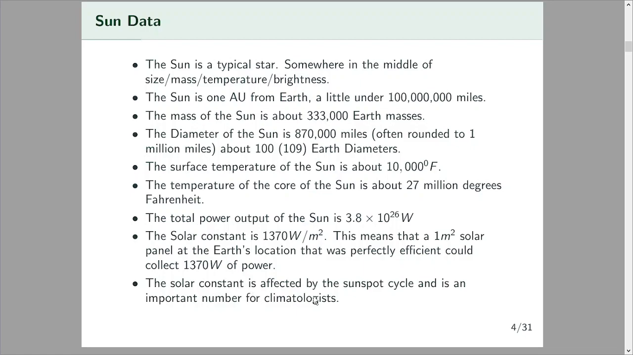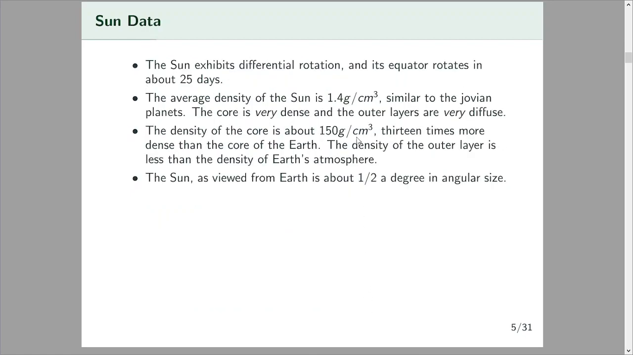The solar constant is affected by the sunspot cycle and is an important number for climatologists. The sun exhibits what's called differential rotation. That means its equator rotates faster than its poles. And that's how they first determined that the sun wasn't a solid. When they could see sunspots on it, and we'll talk about sunspots in a little bit, the ones near the poles were going around slower than the ones near the equator.